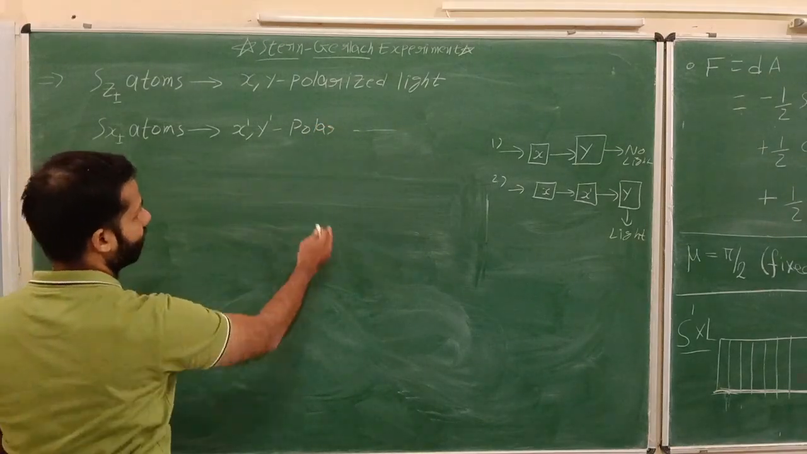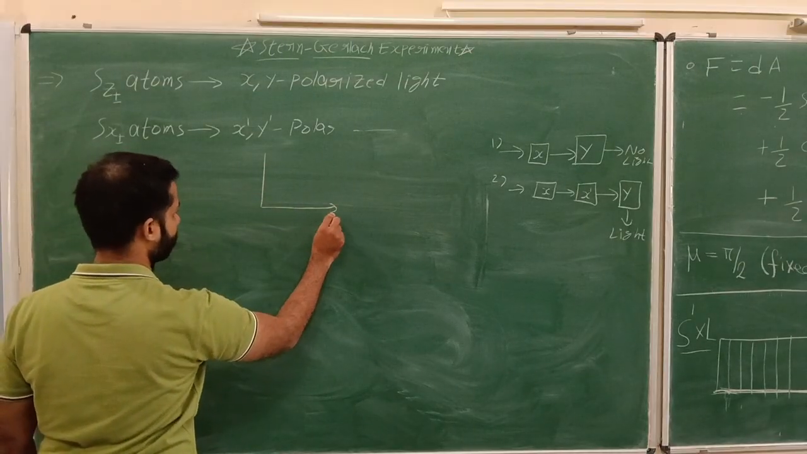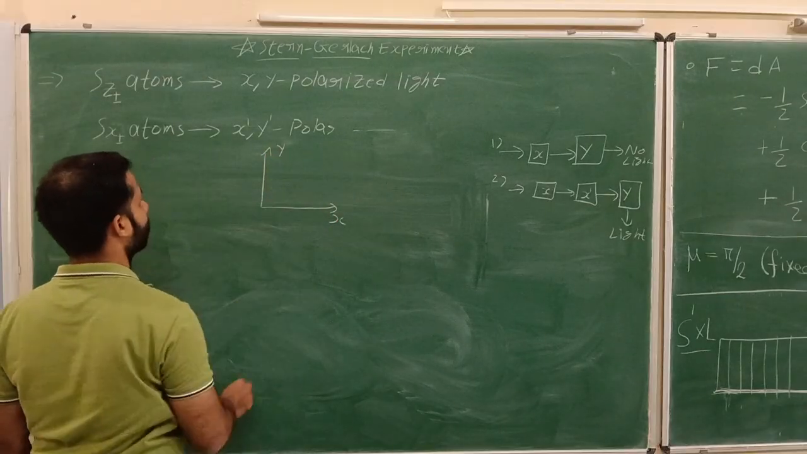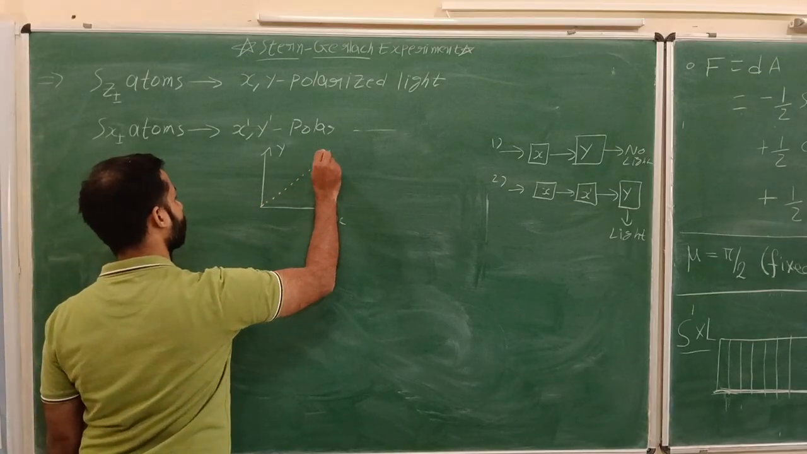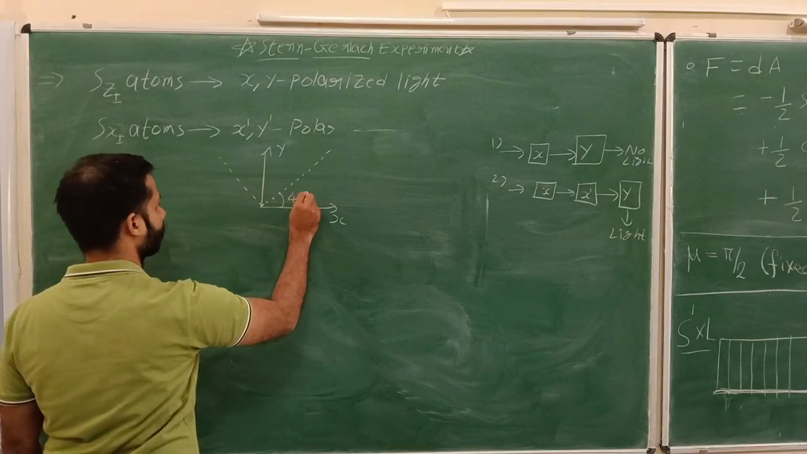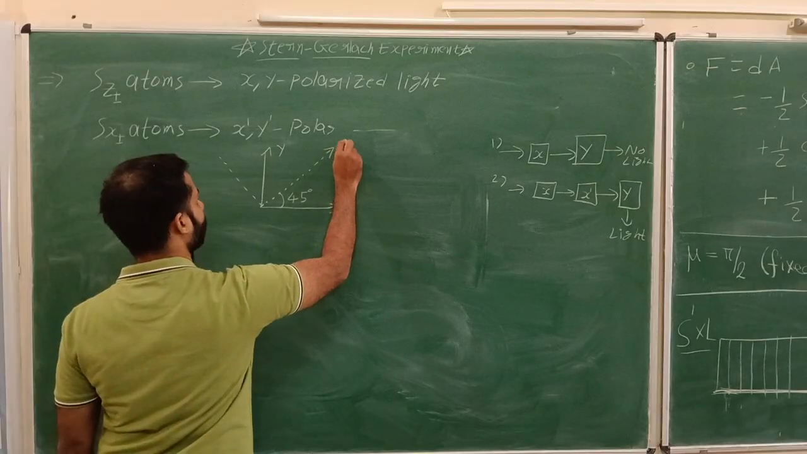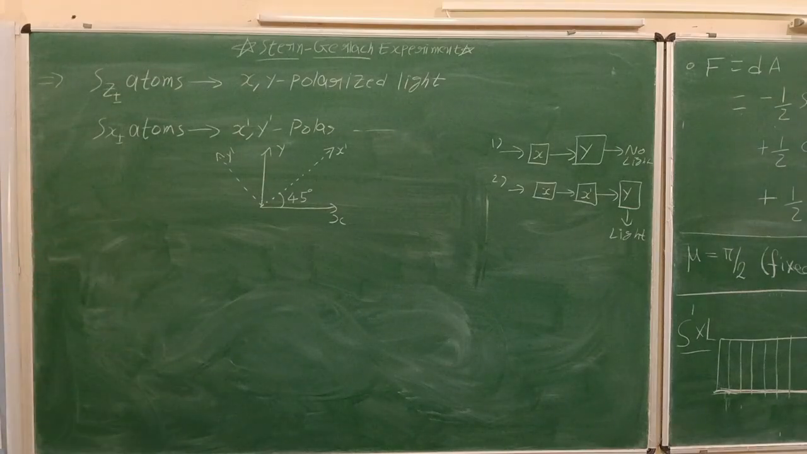So what is X prime, Y prime? This is X, Y. X prime, Y prime is just rotated by 45 degrees. So this is what I can relate with Sx plus or minus atoms in the Stern-Gerlach experiment.